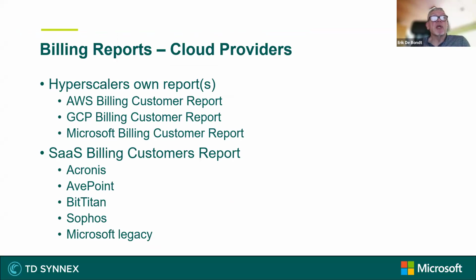The top 3 hyperscalers, so AWS, Google, and Microsoft, have their own billing customer reports. I will work with one of them, obviously Microsoft, because it's the most complex. If you have other vendors like Acronis, AvePoint, BitHeight, and so forth, or legacy Microsoft, then the SaaS billing customer report will give all that information on one report. So the 3 top hyperscalers have their own report settings. The smaller ones are all grouped together into the SaaS billing customer report.